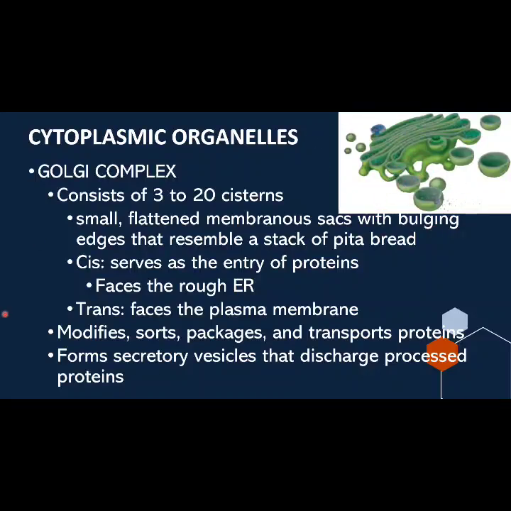Here you have the cis and the trans faces of your Golgi complex. The cis face serves as the entry of the proteins. With this being the entry of proteins, it should be near or face your rough endoplasmic reticulum, and your trans face will face the plasma membrane, for secretion.